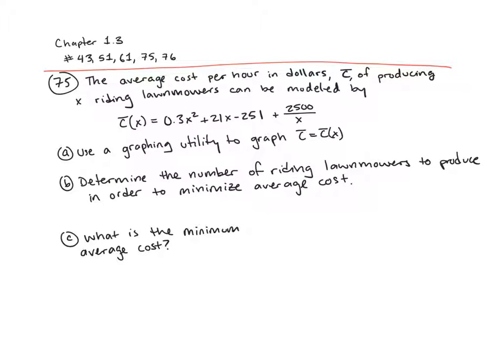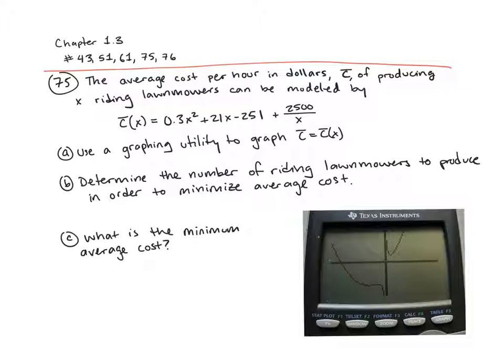All right, y'all, this one has us doing some graphing with the graphing utility. We have a word problem where the average cost per hour in dollars of producing x riding lawnmowers can be modeled by this fancy-dancy equation right there. So the first thing we need to do is use a graphing utility to graph that function. So I did that. Let me get a picture of that in here. Okay, voila, that is the function that I have.